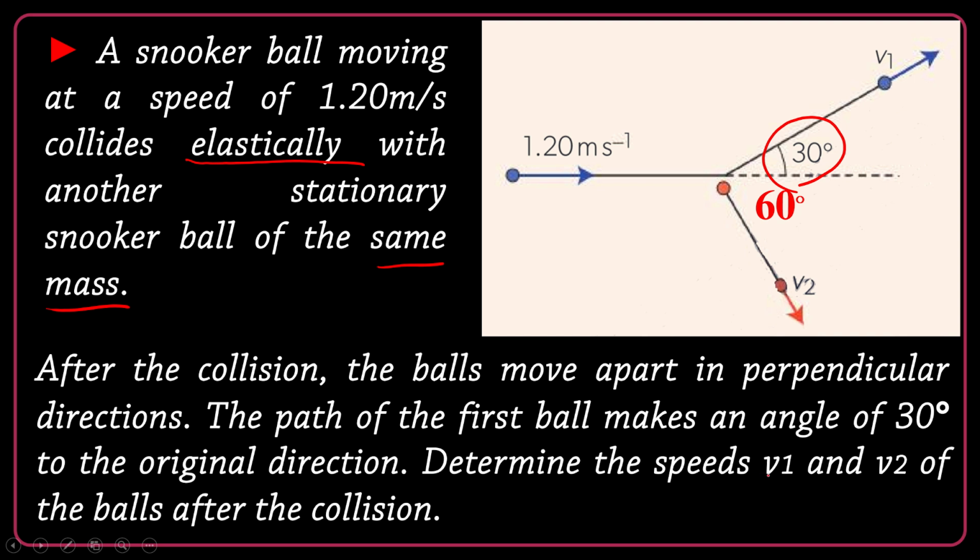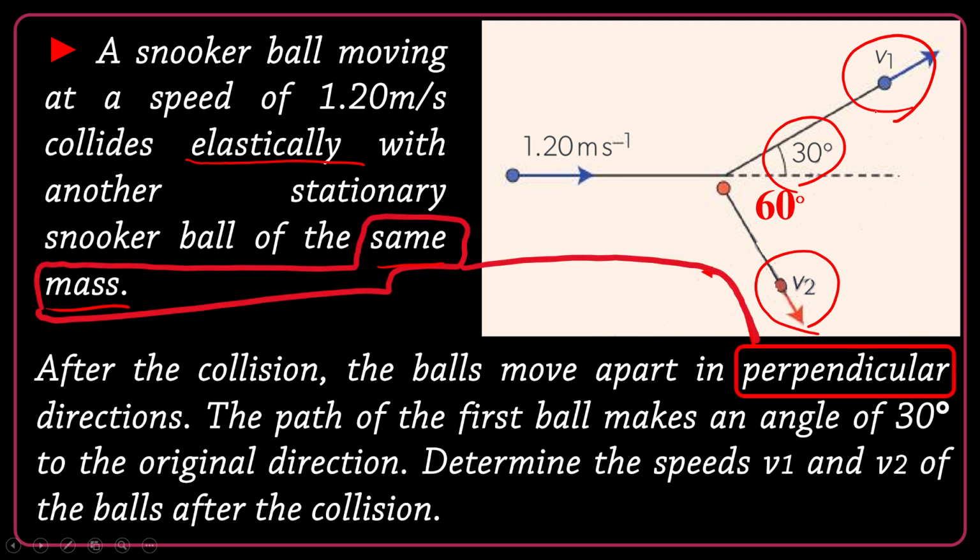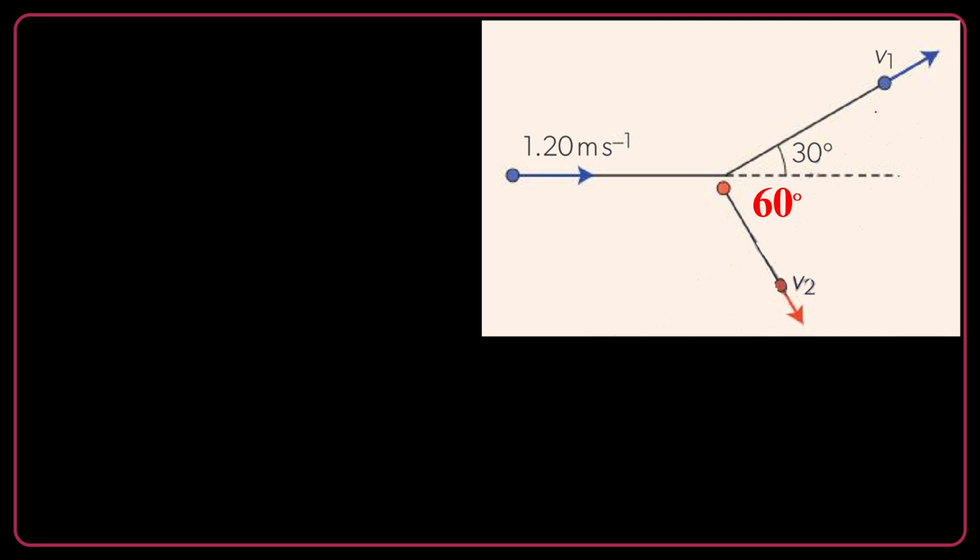Determine the speeds v1 and v2 of the balls after the collision. We are looking for v2 and v1, both. We noted that perpendicular means same mass. We already had a discussion about it. Okay, let's start. First of all, I can use the conservation of momentum in vertical direction. When I use vertical direction, actually, I can ignore this one because this is just horizontal.